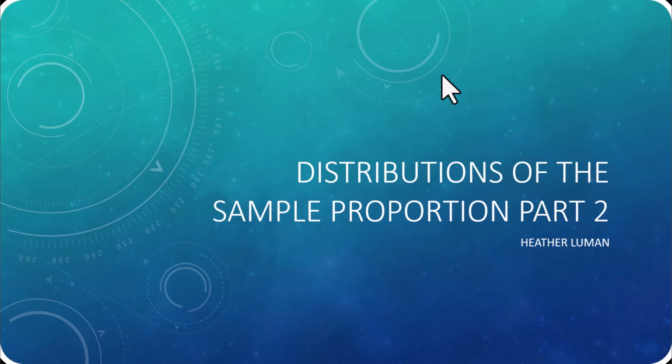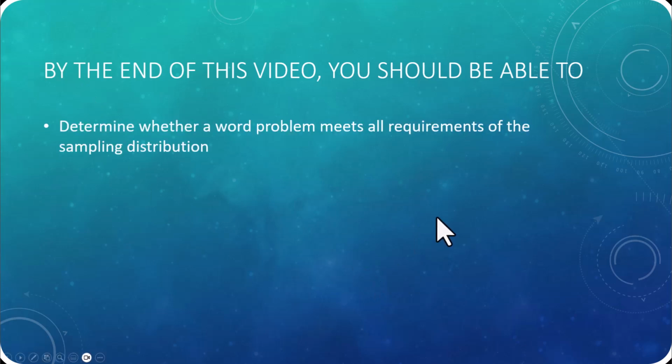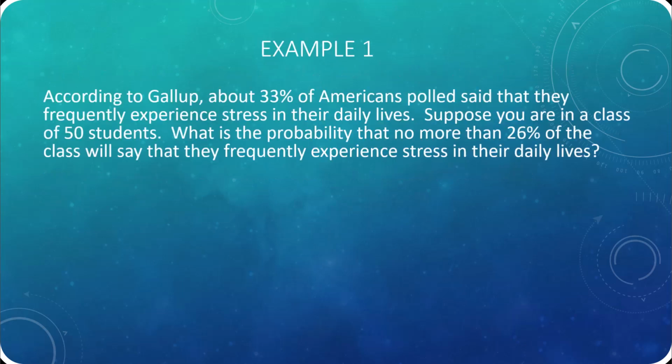Welcome to this video on distributions of the sample proportion part 2. Let's begin. By the end of this video, you should be able to determine whether a word problem meets all requirements of the sampling distribution and use the sampling distribution of a sample proportion p hat to find the probability of events. Let's begin with an example.